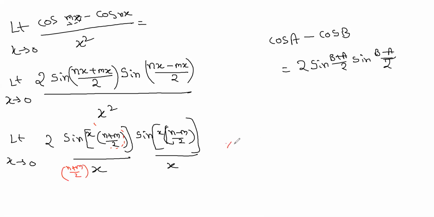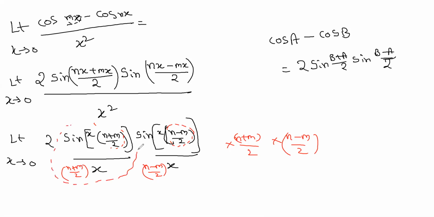In the numerator we have (n + m)/2. Now for the second one, it is (n - m)/2. So we get n minus m by 2 into n minus m by 2. Now if I apply limits, this is of sine ax by ax form. So this total becomes 2 into 1.